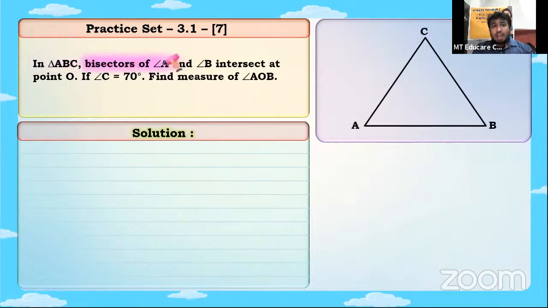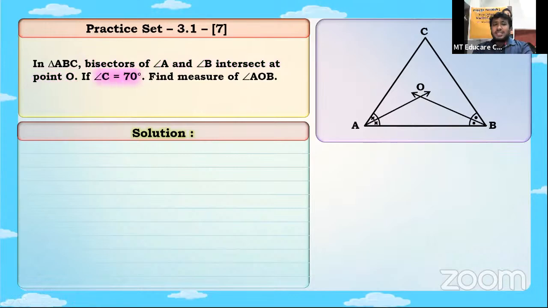The bisectors of angle A and B intersect at point O. Students, we are drawing an angle bisector. We have to draw the angle bisector of angle A as well as of angle B. Students, what does an angle bisector do? It divides the angle into two equal parts. So we'll draw an angle bisector of angle A. This ray will divide angle A into two equal parts because it is an angle bisector. Same way, we will draw the angle bisector of B. This ray BO will divide angle B into two equal parts. These two rays AO and BO are intersecting at point O.